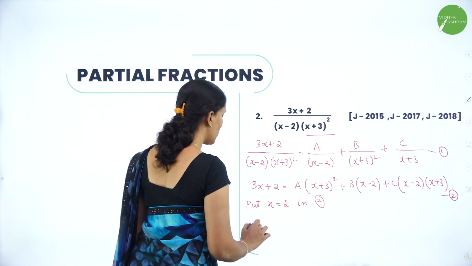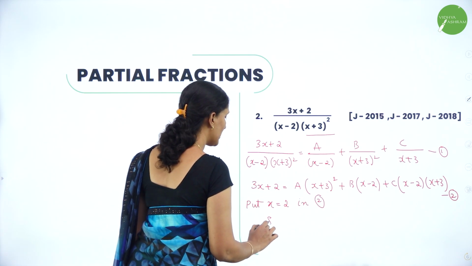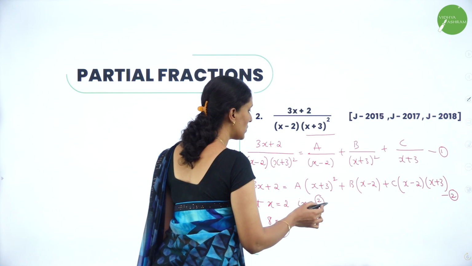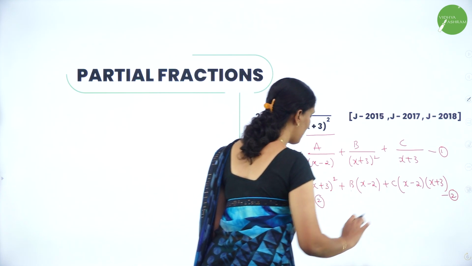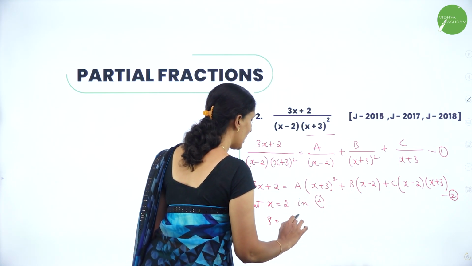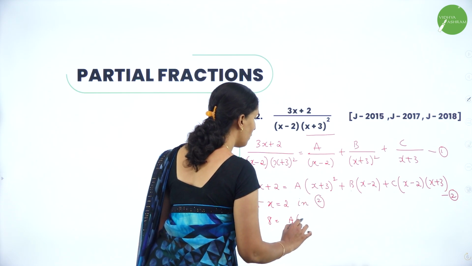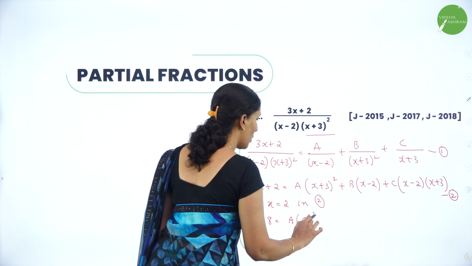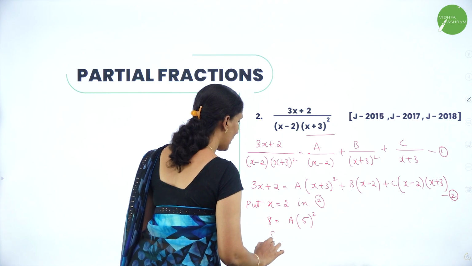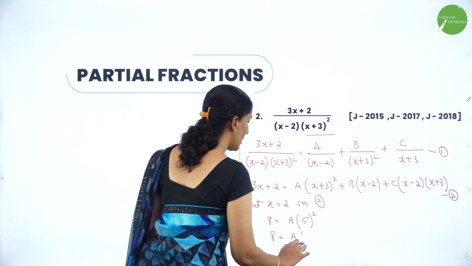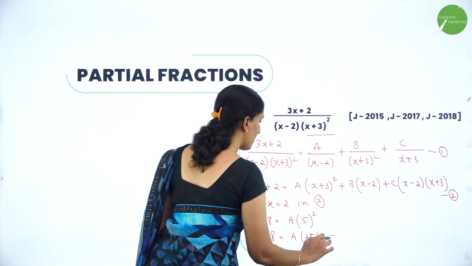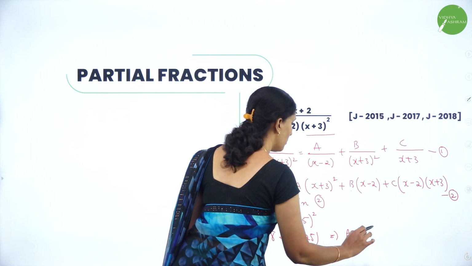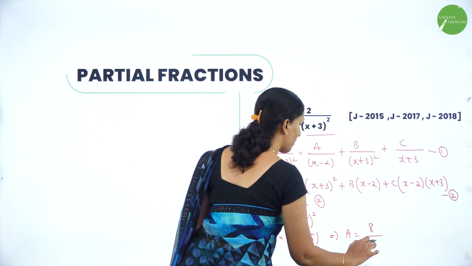Then we get 3 2s are 6, 6 plus 2 is 8. Now x minus 2 is 0 means B and C become 0. So we get A into (2 plus 3), which is 5 square. So this is 8 is equal to A into 25. So this implies A is equal to 8 divided by 25.